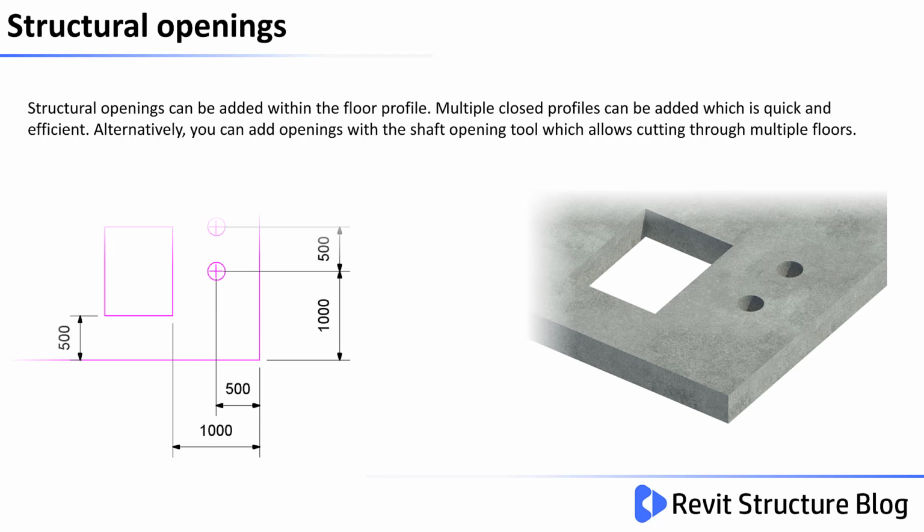Structural openings can be added with the floor profile. Multiple closed profiles can be added, which is quick and efficient. Alternatively, you can add openings with the shaft opening tool, which allows you to cut through multiple floors at the same time. This is ideal when creating things like lift shafts or risers up through building structures.